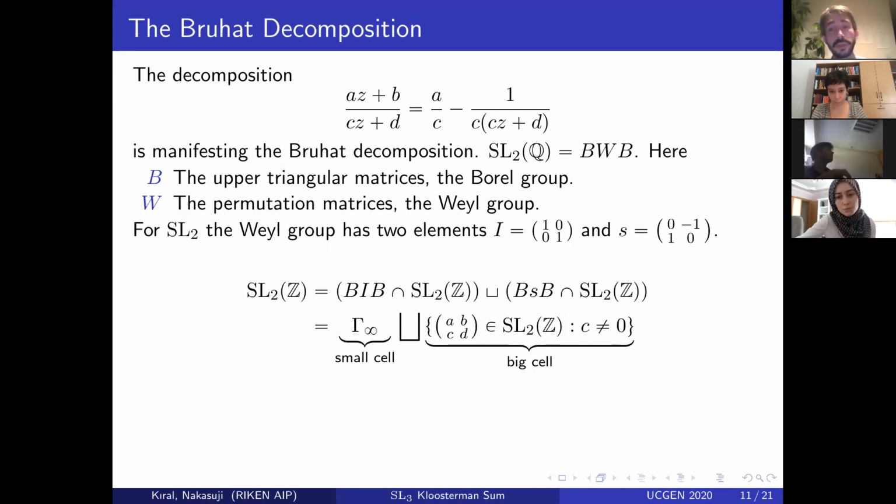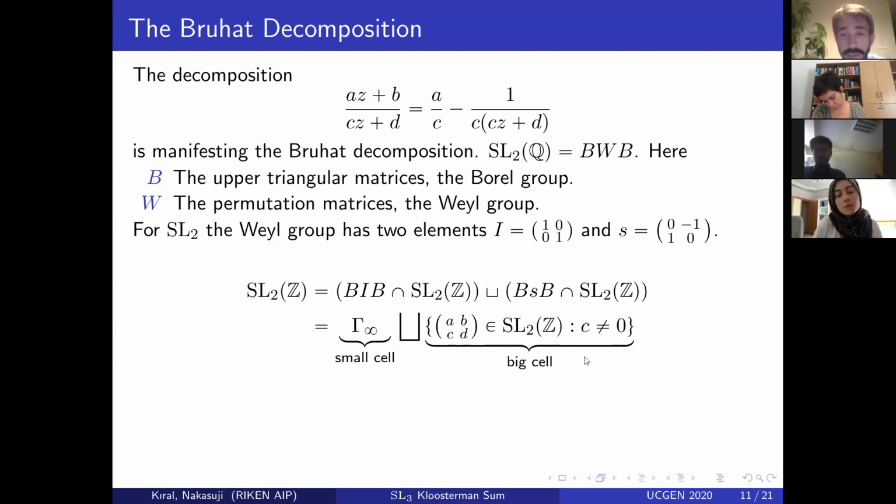Using this BWB decomposition, we can also intersect that with SL2Z and get a decomposition of SL2Z. So on the one hand, you would have BIB. So these are upper triangular SL2Z matrices, which means it is the gamma infinity. These are characterized by the fact that they have the lower left corner equal to 0. So it's like 1 plus minus 1 and 0 plus minus 1.